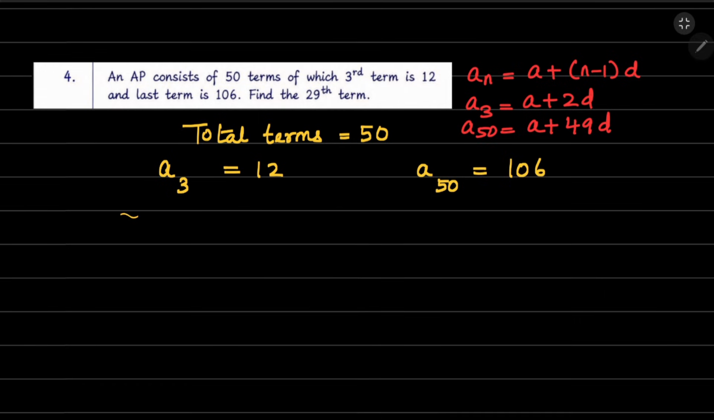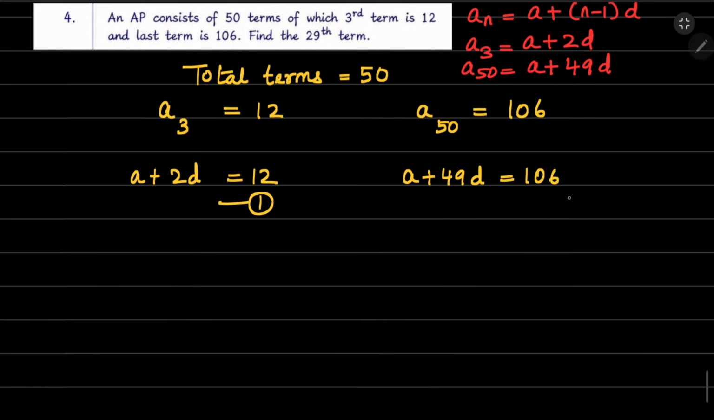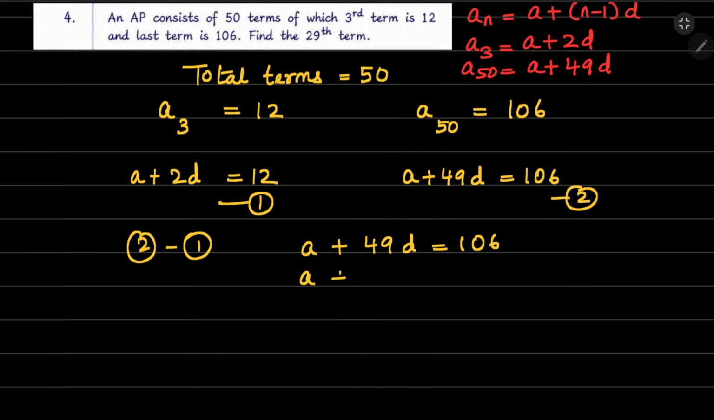Right? I'm going to write it directly. a_3, that is the third term, will be equal to a plus 2D is equal to 12. And a plus 49D is equal to 106. Now you have to solve these two linear equations. So we can subtract equation 2 minus equation 1. So a plus 49D is equal to 106, and you have a plus 2D is equal to 12. So when you are subtracting, you have to change the sign.